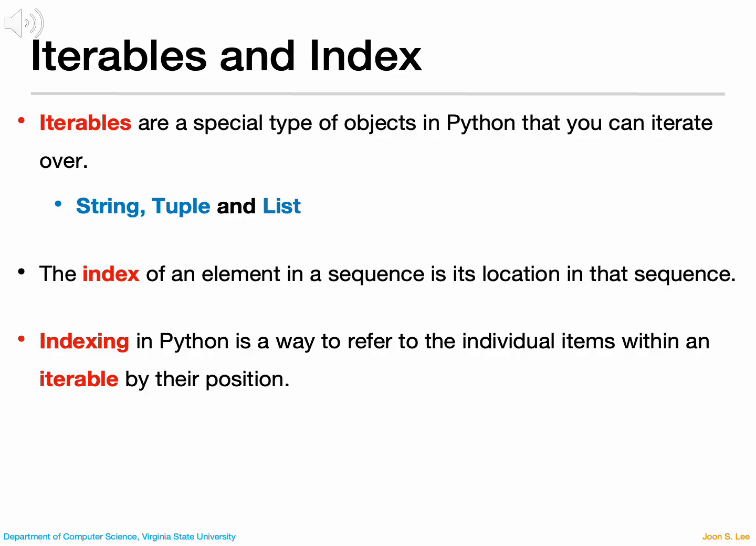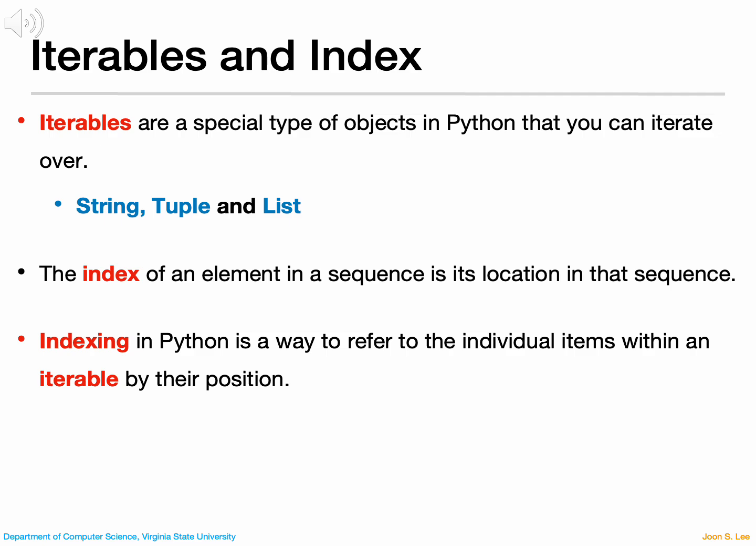Before we dive deeper into slicing, we need to review two key concepts: iterables and indexing. In Python, iterables are objects that we can loop through, meaning we can access their elements one at a time. Common examples include strings, tuples, and lists. Each element in an iterable has a specific position, which we call its index. The index tells us where that element is located within the sequence.